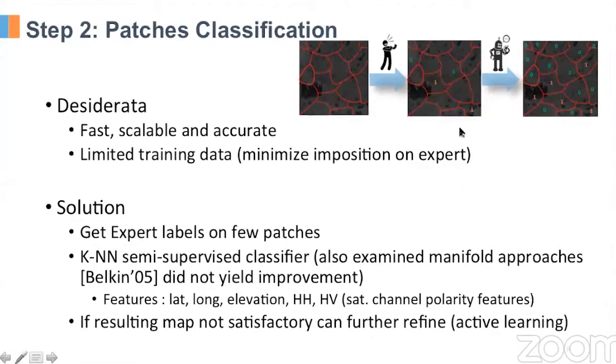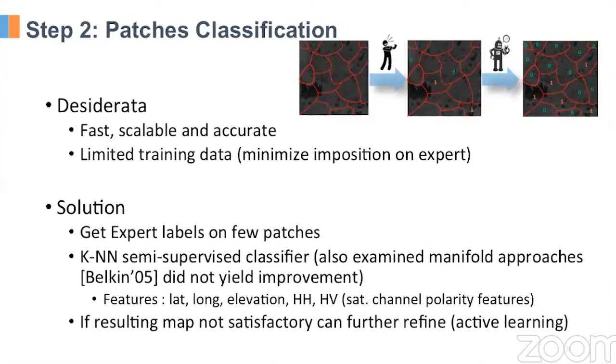So once we generate these patches, the expert is asked to label a few of them. And so that's what you're seeing over here with the 1s and 0s. They're trying to label some of them as waterlogged areas and other parts of it as more or less waterlogged or land areas and things like that.